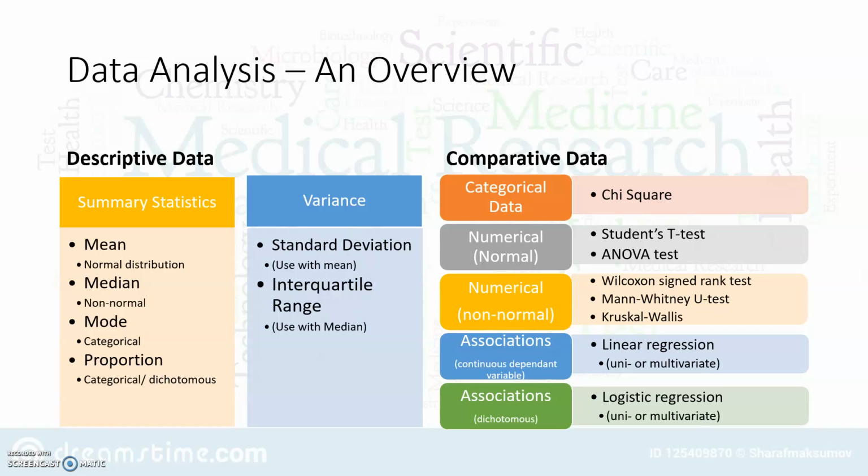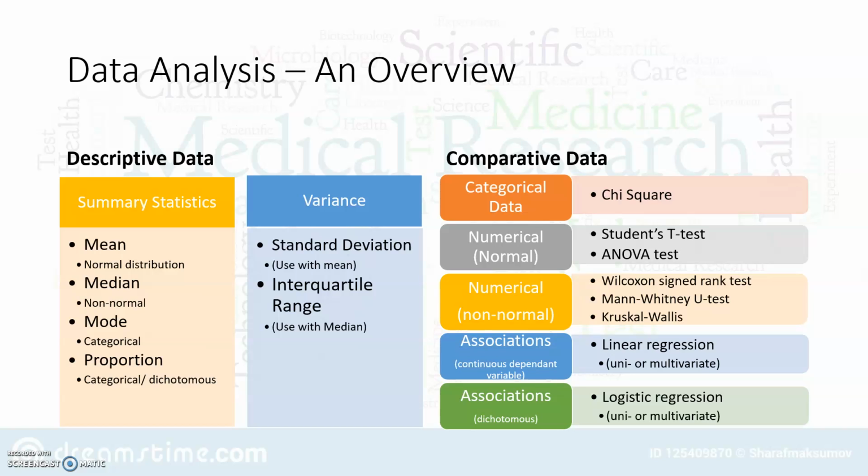So this is an overview of the kind of statistical methods we might use. For the descriptive data, you're going to have summary statistics for the whole population. What's the mean age or median or mode? Or a proportion, what proportion of patients have this characteristic? What proportion are male? What proportion are female? And then usually when we give a summary statistic, we give an indication of how much variation in that characteristic there is in the population, using things like standard deviation, which is used if your summary statistic is the mean, or interquartile range if your summary statistic is the median.